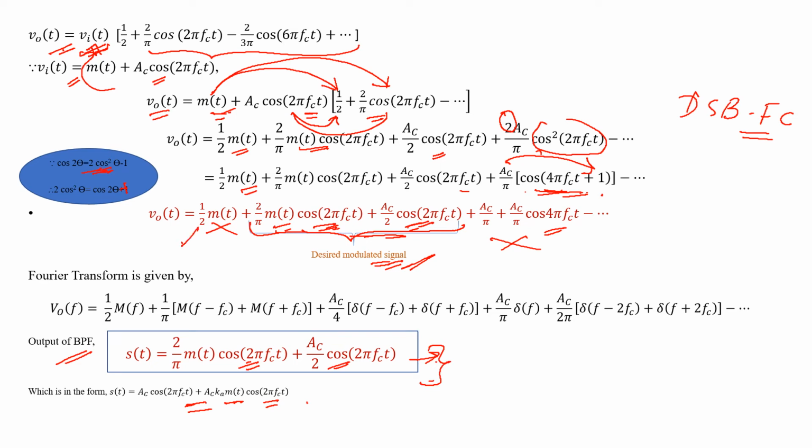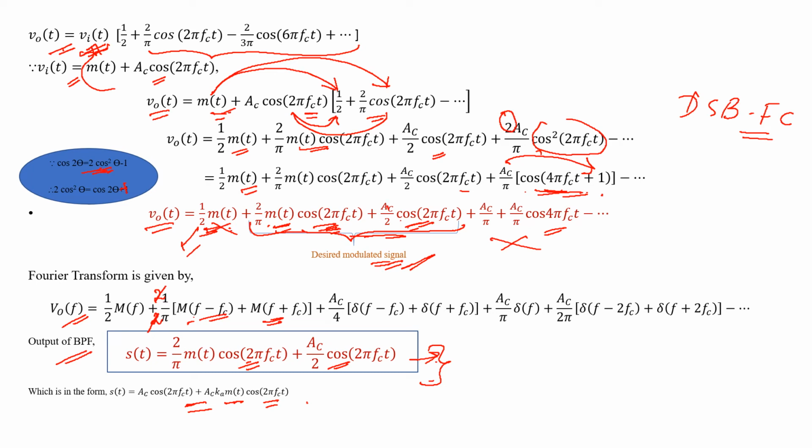Okay. So now if I want to take the Fourier transform spectrum, what will be the Fourier transform? V naught of t will be converted to V naught of f. So you'll be getting 1 by 2 into capital M of f. Then you will be having m of t into cos 2 pi fct. You know what is the formula? M of f minus fc plus M of f plus fc divided by 2, right? So here you will be having 1 by 2, and in the numerator you have 2, so the 2s will get cancelled. That's the reason why you are getting 1 by pi into M of f minus fc plus M of f plus fc, plus what is the next parameter?